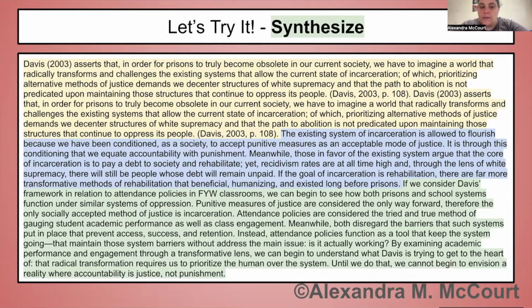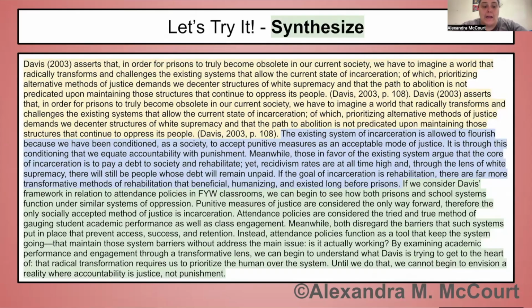to see how both prisons and school systems function under similar systems of oppression. Punitive measures of justice are considered the only way forward. Therefore, the only socially accepted method of justice is incarceration. Attendance policies are considered the tried and true method of gauging student academic performance as well as class engagement. Meanwhile, both disregard the barriers that such systems put in place that prevent access, success, and retention. Instead, attendance policies function as a tool that keeps the system going, that maintains those system barriers without addressing the main issue. Is it actually working?